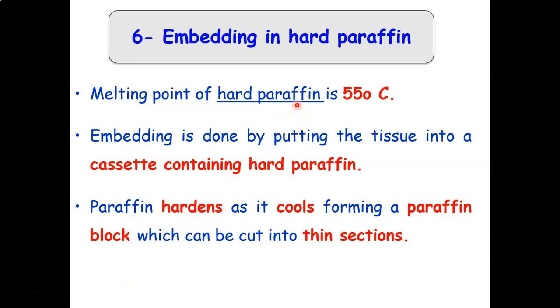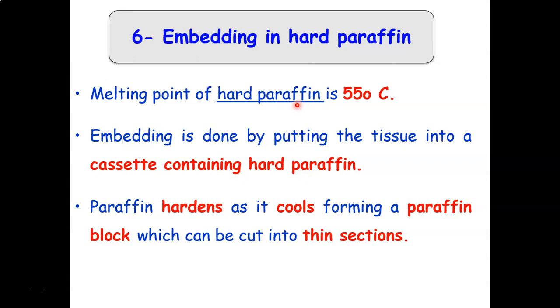The sixth step in microtechnique is the embedding in hard paraffin. Please revise with me the steps. Number 1, obtaining of tissue. Number 2, fixation by formalin. Number 3, dehydration to replace water by alcohol. Number 4, clearing. And number 5, impregnation by soft paraffin.